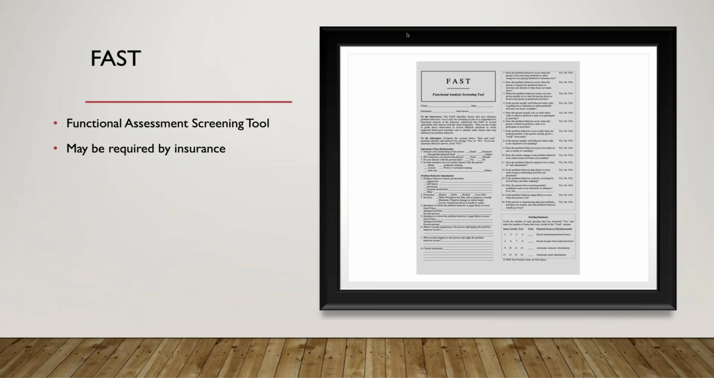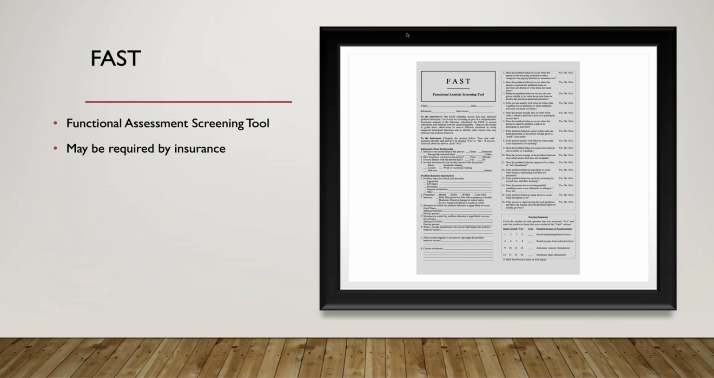This is a fast functional assessment screening tool, and it's just an example of one way to get indirect data. I listed this one because some insurances that we work with require us to complete this for problem behaviors. And you do a different one for each problem behavior because it might be controlled by a different function.